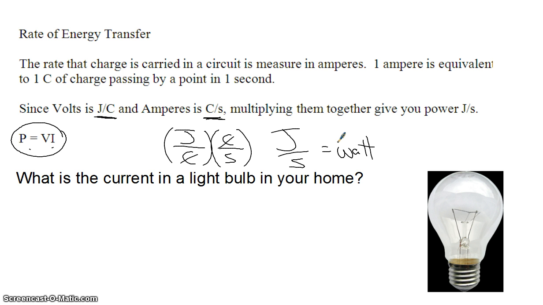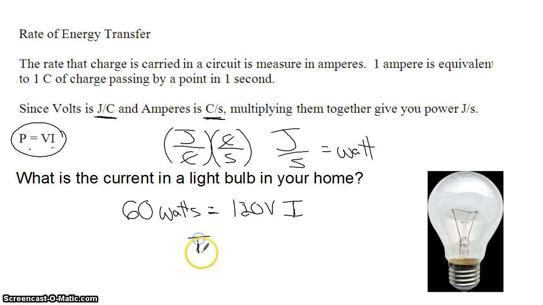Okay, so if I want to know what is the current in a light bulb in my home, generally light bulbs in my home might be like 60 watts. The voltage in my home is about 120 volts. And so if I want to know the current in my light bulb, I would solve for I, which is current, and I would get the current equal to 0.5 amps. So that's an example of how we could use that equation.